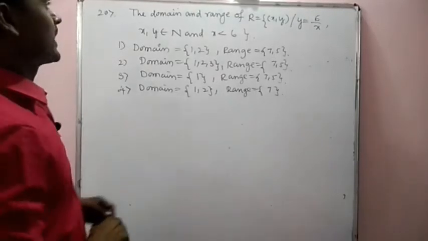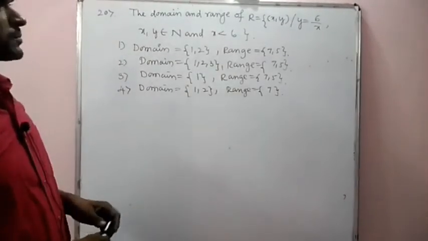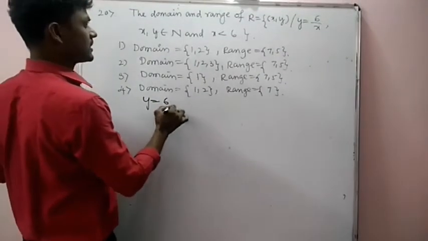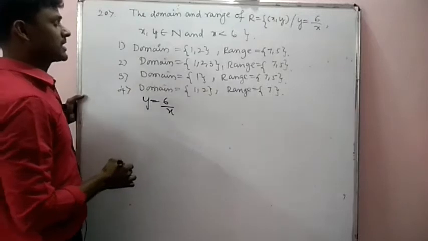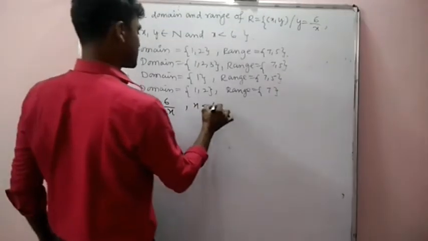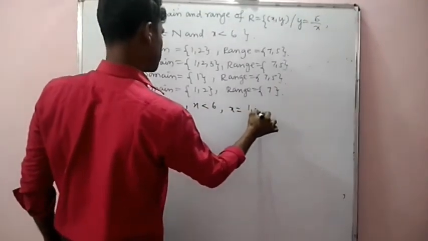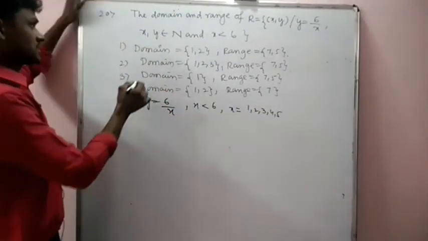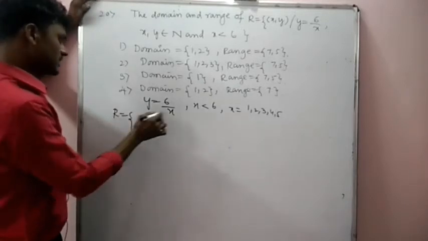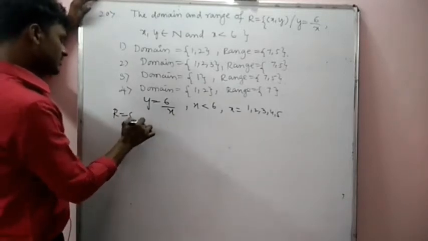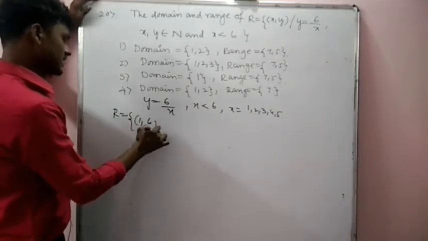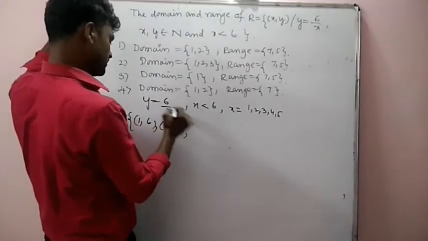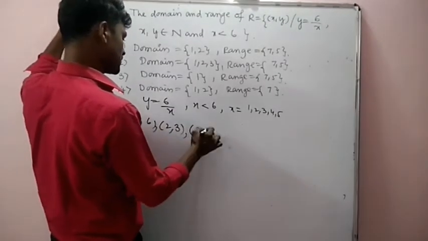Okay, the next one is the domain and range of R, which is the set of ordered pairs (x, y) such that y = 6/x, where x, y belong to N and x is less than 6. That means you have to take x values 1, 2, 3, 4, 5 only. First you have to write the relation R. x = 1 means y = 6. x = 2 means y = 3, since 2 times 3 is 6. x = 3 means y = 2, since 3 times 2 is 6.